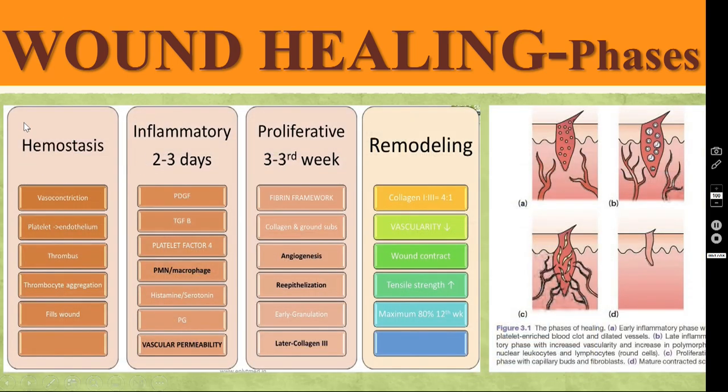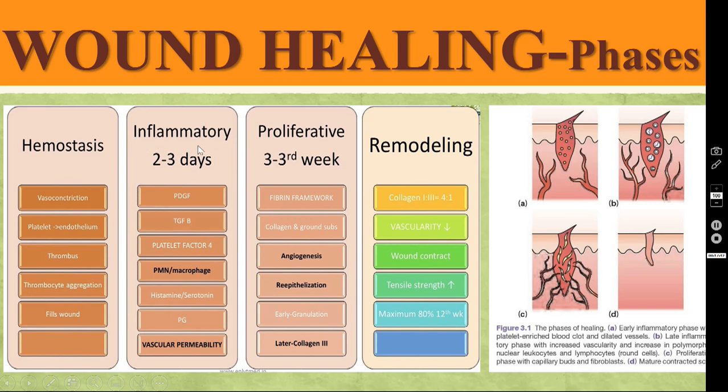So the same steps we are seeing here also in the hemostasis phase or early inflammatory phase. First it is vasoconstriction, then platelet aggregation that will form the thrombus or the fibrin because of thrombocyte aggregation, and then this fills the wound and the bleeding stops.